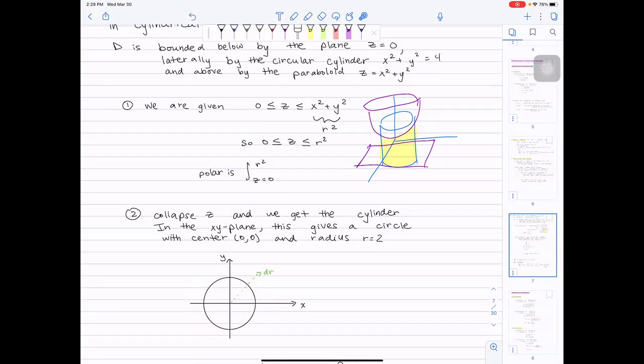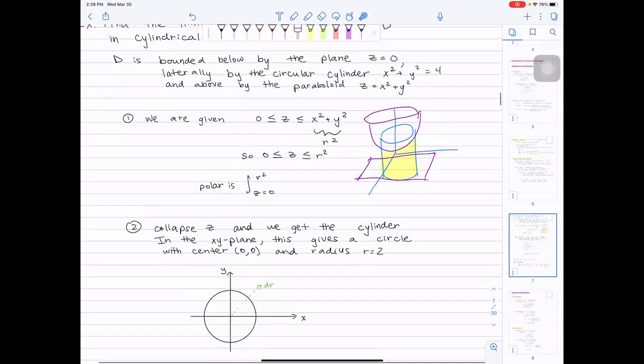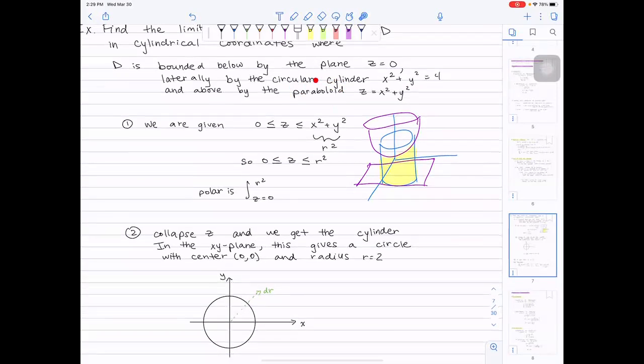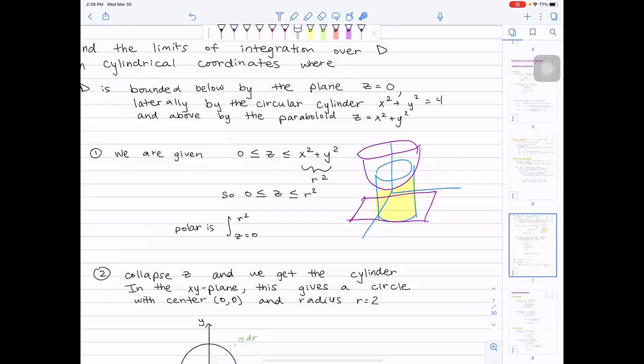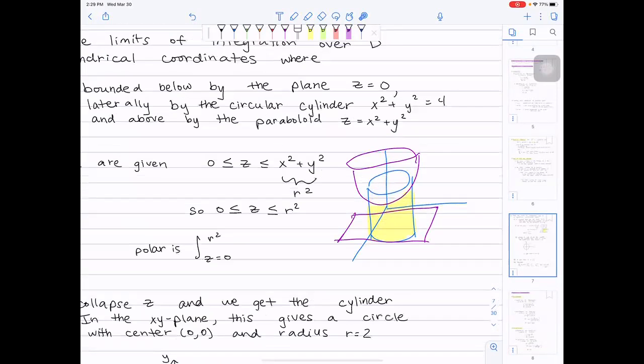Yes. I have a question about this being above the paraboloid. Are we not supposed to know how to graph it as long as we know that's the top row? If you want to know how to graph it, that might be helpful. But if we didn't know how to graph it, we can just visualize that no matter what, the paraboloid is on top. So we can use that paraboloid as our upper bound for z. But if you knew how to graph it, that also would be helpful.